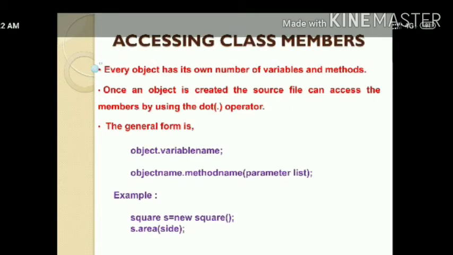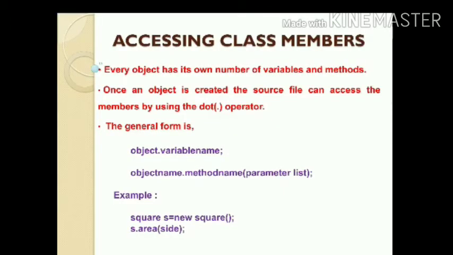Accessing class members. Every object has its own set of variables and methods. Once an object is created, the source file can access the members by using the dot operator. The general form of accessing a class member is object dot variable name. You can also access the methods: object name dot method name, with the parameters list within the brackets.